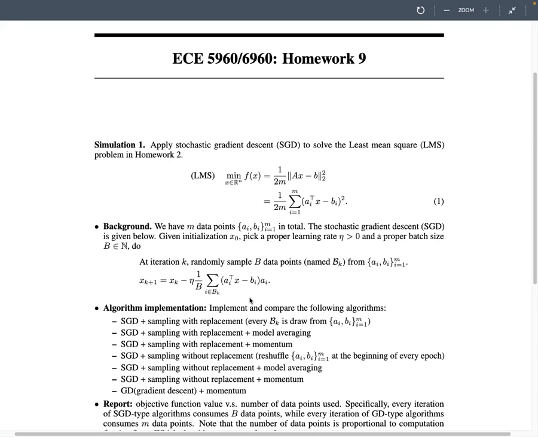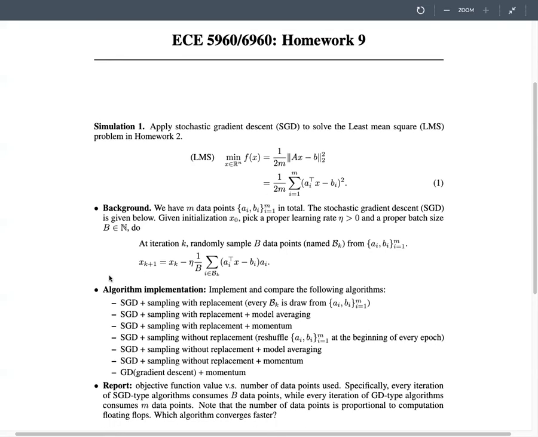So you see, in every iteration, you are likely to query a different set of data. This B_k is changing over the iterations. So this is the SGD update. And then the following is a list of different SGD variants, different strategies that you can play in SGD.